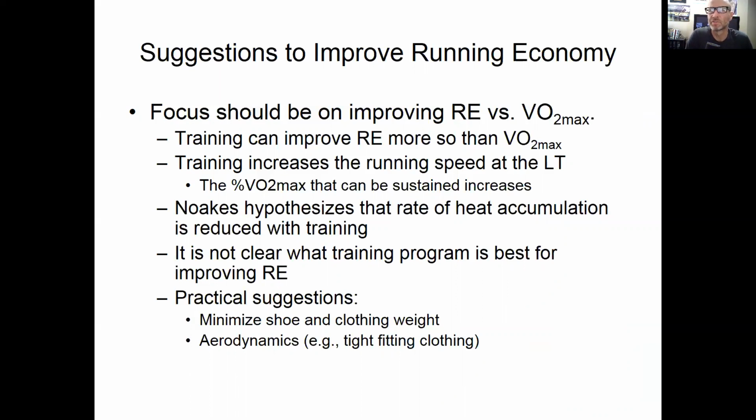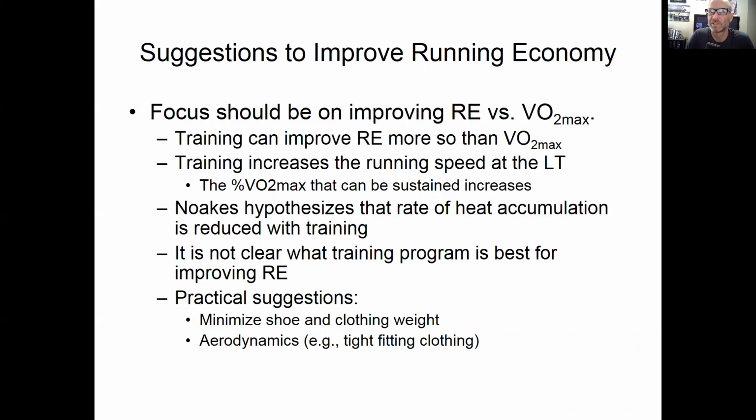Training increases the running speed at the lactate threshold. We'll talk about lactate threshold in a little bit. But if we can push off, we can delay the production of lactate, and that seems to be a good thing in terms of running economy. We just need to be careful, because I'm not going to say lactate is causing fatigue. We're going to look at lactate a little bit differently than the classic model of physiology. So training can increase the percent VO2 max that can be sustained, and that's a good thing.